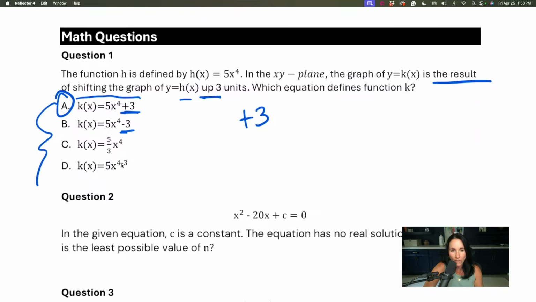This is 5x to the 1 because 4 minus 3 is 1. And this is 5x to the 4. This gives a similar parabola as this one here. It's just a little bit wider.